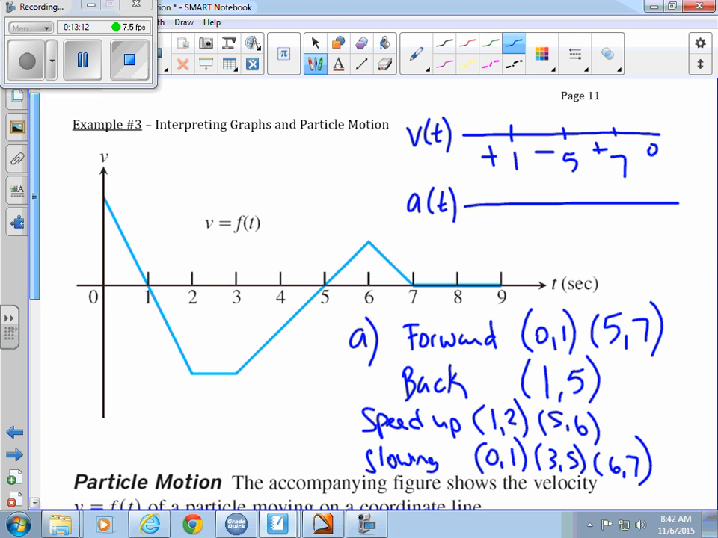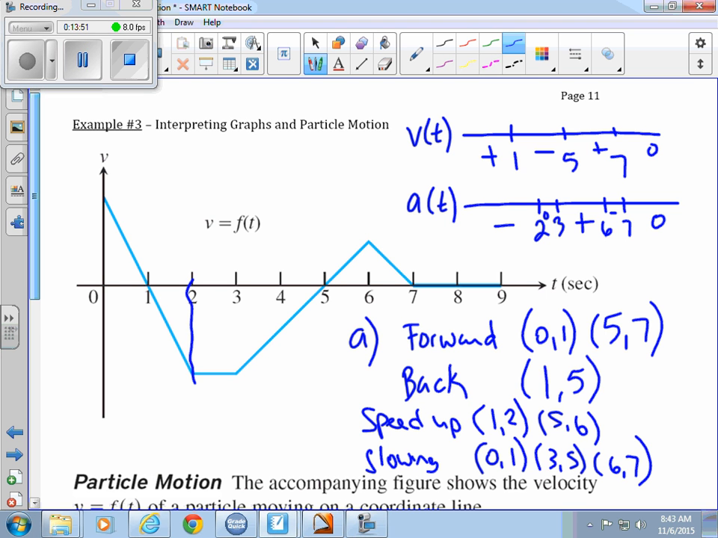Acceleration is the slope of velocity, agree? So until 2, it's negative. From 2 to 3, it's 0. From 3 to 6, it's positive. And from 6 to 7, it's negative. And then from 7 on, acceleration would also be 0. Everyone see how we got that?